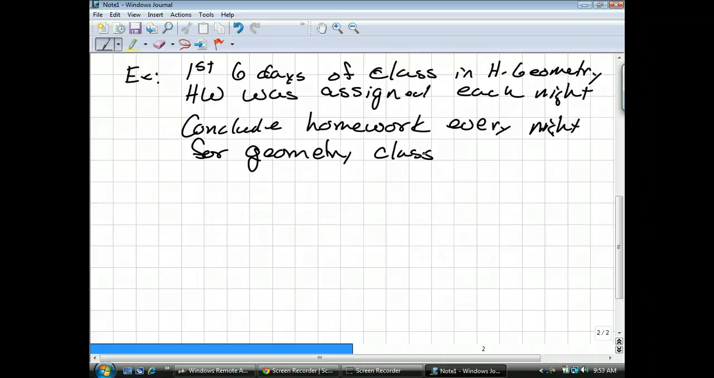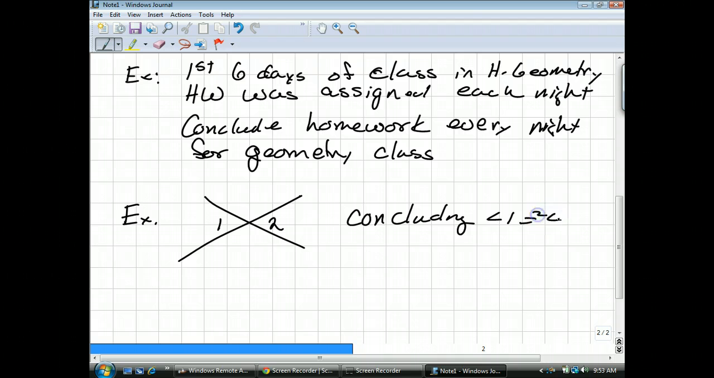As opposed to observing that angle 1 and angle 2 are vertical angles, and so then concluding that angle 1 must be congruent to angle 2. That is an example of deductive reasoning, because we are concluding that angle 1 is congruent to angle 2 because of the vertical angle theorem. So we are using a theorem there to determine our conclusion. So deductive reasoning must always be true. Okay, inductive reasoning may or may not be true. Okay.